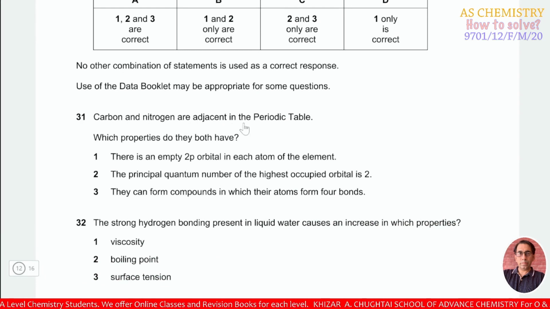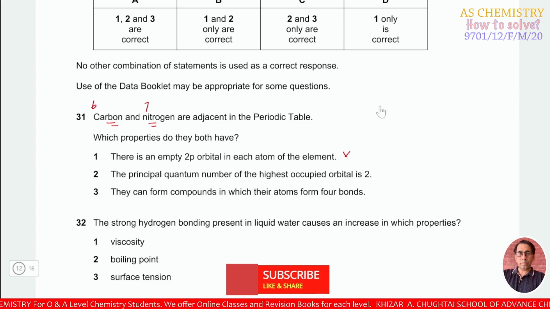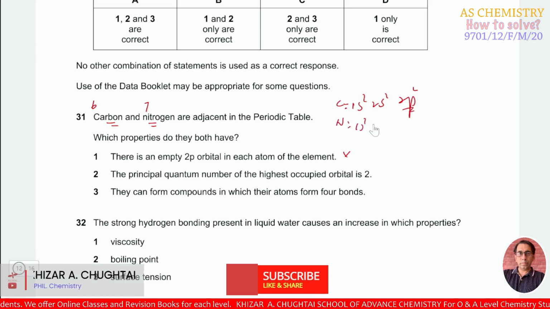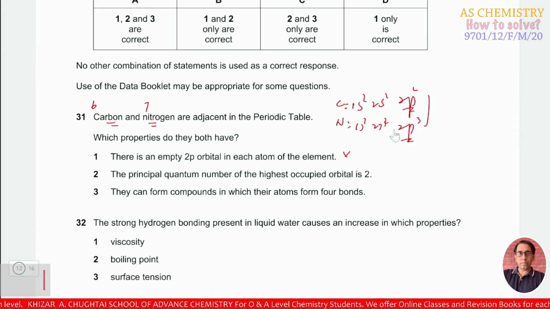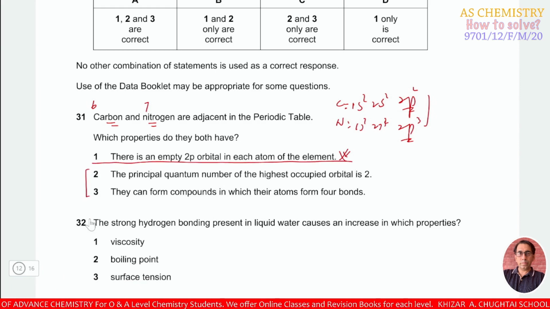Carbon and nitrogen are adjacent in the periodic table. Which properties do they both have? Number 1, there is an empty 2p orbital in each atom of the element. In case of nitrogen, it has 7 electrons; in case of carbon, it has 6 electrons. So carbon is 1s2 2s2 2p2, and nitrogen is 1s2 2s2 2p3. You can see that they both are using 2p. The 2p is not empty, so 1 is incorrect. If the first one is incorrect, definitely 2 and 3 will be the correct options.